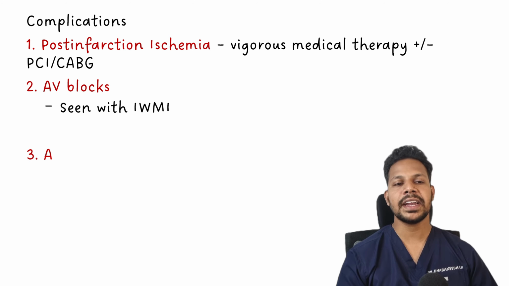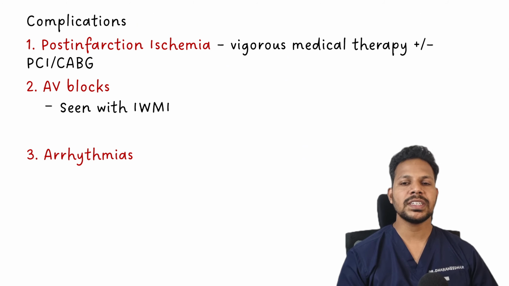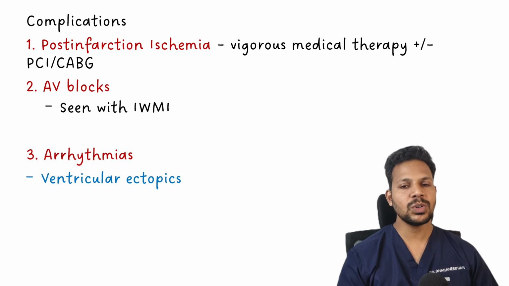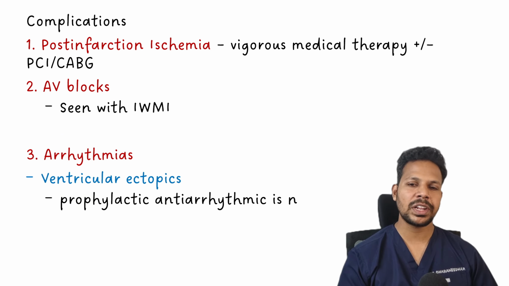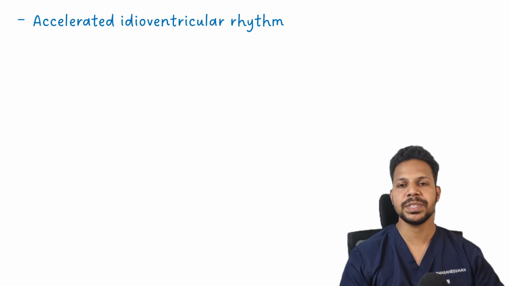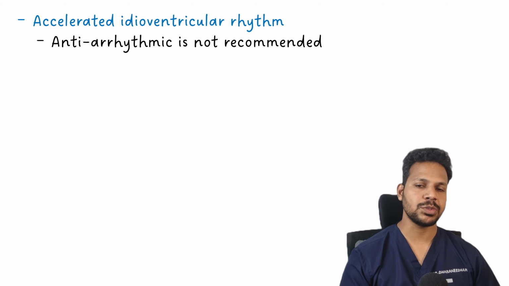The third one are the arrhythmias. There are different kinds of arrhythmias that can be seen in a patient of MI. The commonest ones are the ventricular ectopics. The ventricular ectopics are commonly seen in a case of post-MI. The intervention is not really required, they'll subside on their own. So the prophylactic antiarrhythmic is not actually recommended and beta blockers can usually abolish them. Then we have accelerated idioventricular rhythm, where the ventricular myocardial cell has taken over the entire heart. Now a ventricular myocardial cell is the pacemaker. The antiarrhythmic is not again recommended here. It will again resolve on its own.